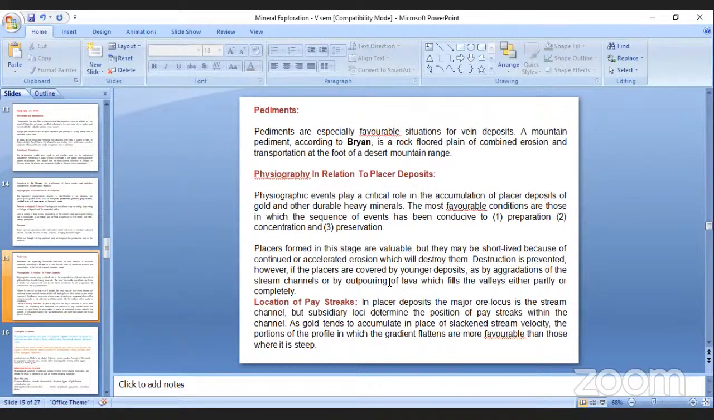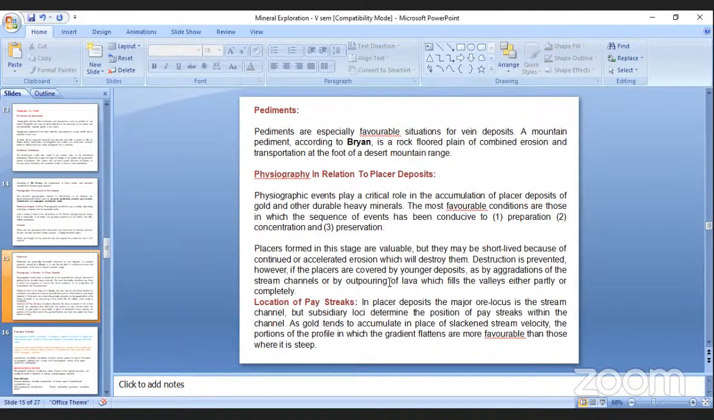and sometimes they are very short-lived because of continuous transportation from one place to another, and accelerated erosion, which destroys them. This destruction must be prevented.